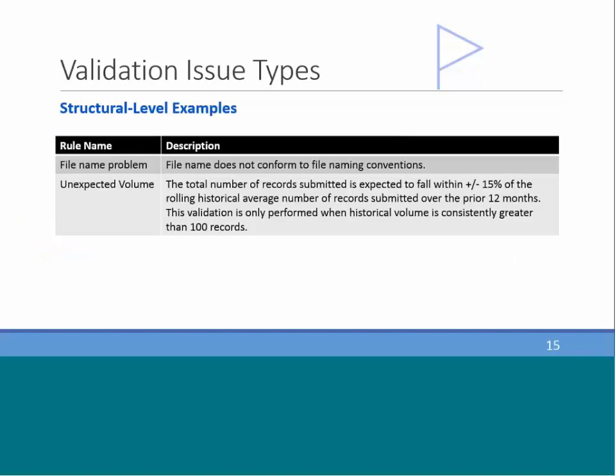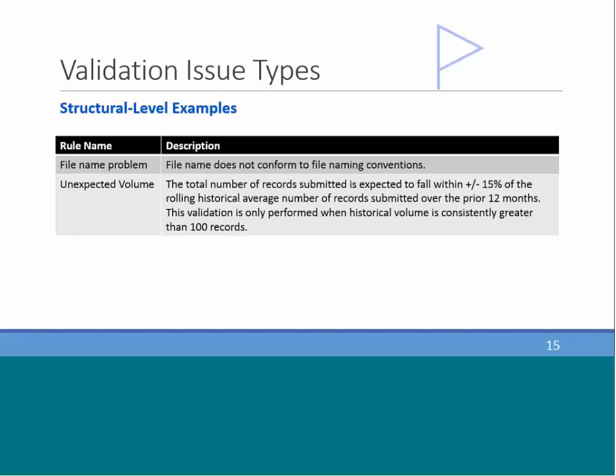As an example, on this page are two structural level examples. The first, file name problem, occurs when a file is not properly named according to the conventions to be specified. The only way to resolve this issue is to correct the file name and resubmit.